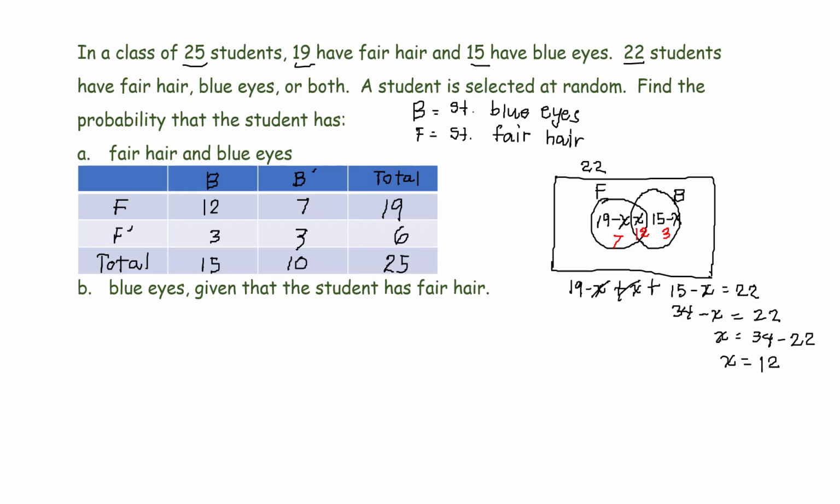Now we can solve the probability that a student has fair hair and blue eyes. Fair hair and blue eyes, 12 out of 25. So that's our answer.